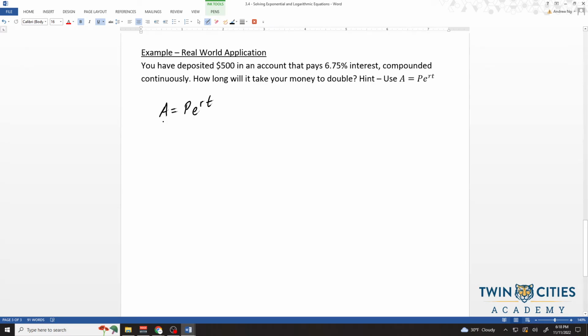All right, A is the value of the account after however much time. Now, it's not directly told to us, but it does say we're depositing $500 and we want to know when it's going to double. So double $500 would be 1,000. A equals 1,000. P is my principal amount, meaning how much do I start with? Well, I deposited $500 in, so P is going to be 500.